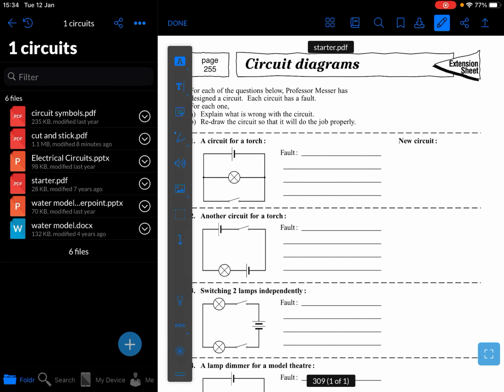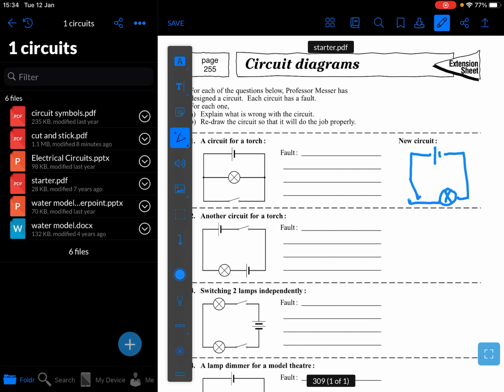First one, what is the fault here? You have a circuit and it's meant to be a circuit for a torch. Presumably, you want to be able to switch this torch on and switch it off again. Unfortunately, the circuit you can see here will not let you do that. And that is because the circuit needs to have the switch in the normal circuit.